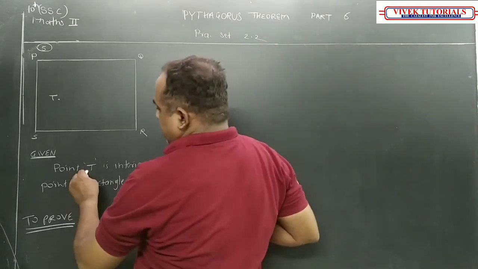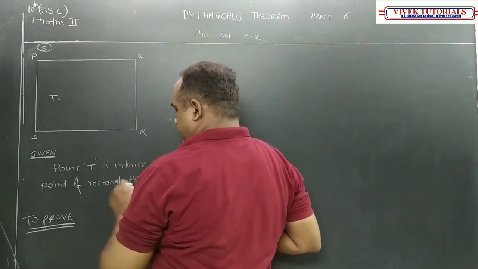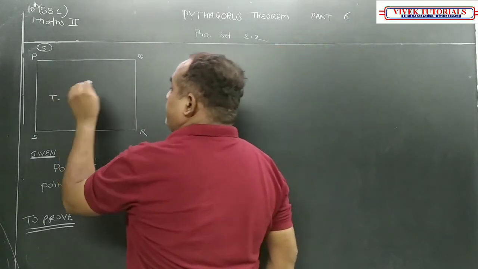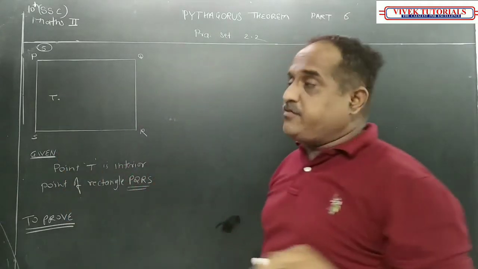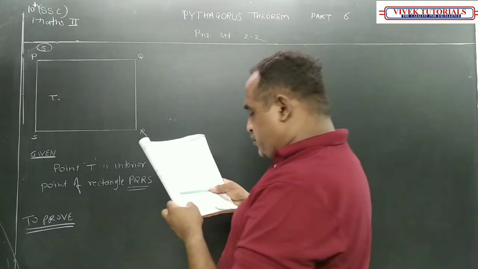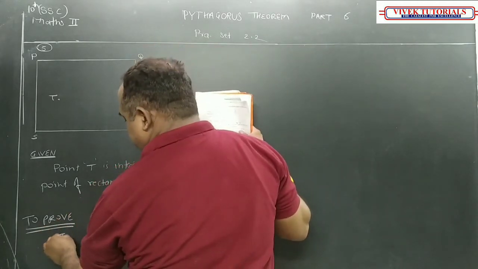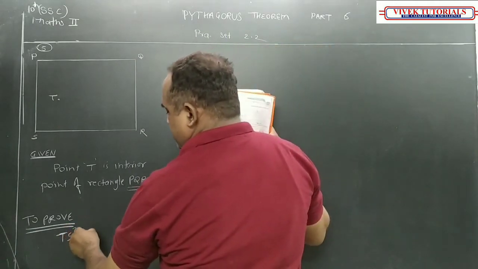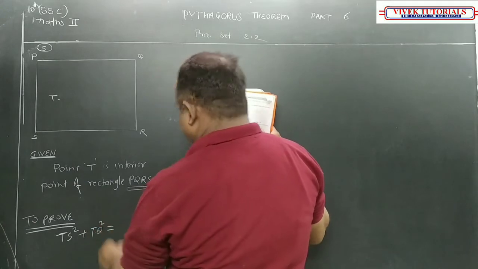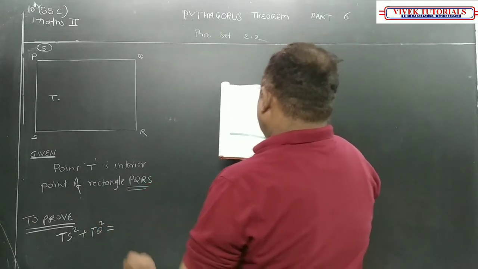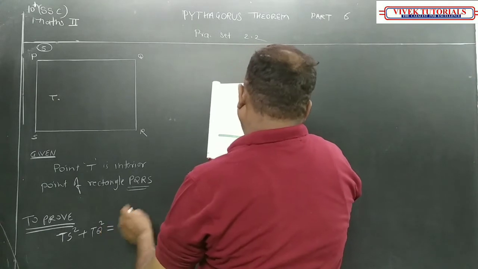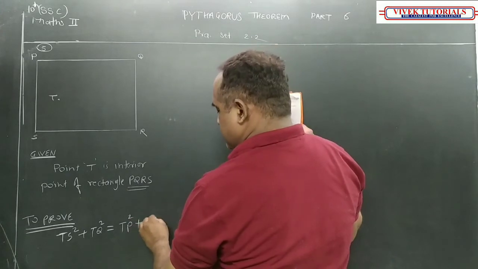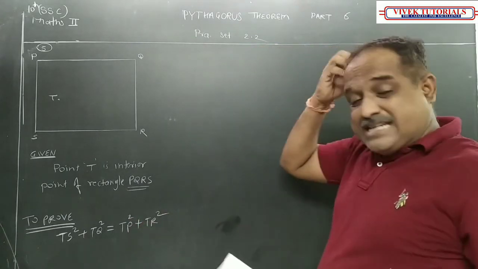They have given that T is an interior point of this rectangle PQRS. So interior may be anywhere. Don't take it exactly at the midpoint, otherwise it will be confusing. So they have asked to prove that TS square plus TQ square is equal to TP square plus TR square.